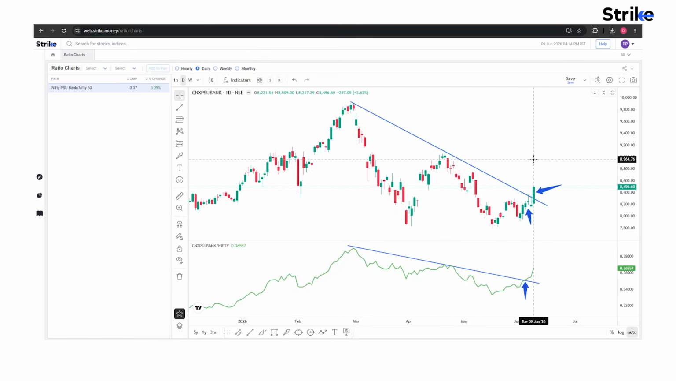So this is one very interesting observation. By using this ratio chart, you can get early signs that the market, or this specific sector, is going to give a breakout. Now the breakout is happening.